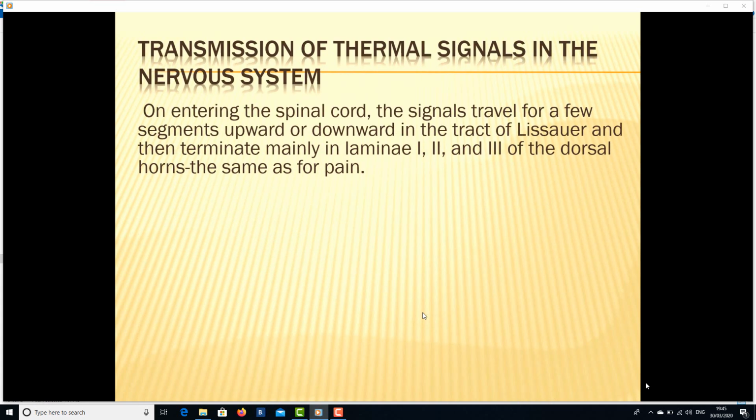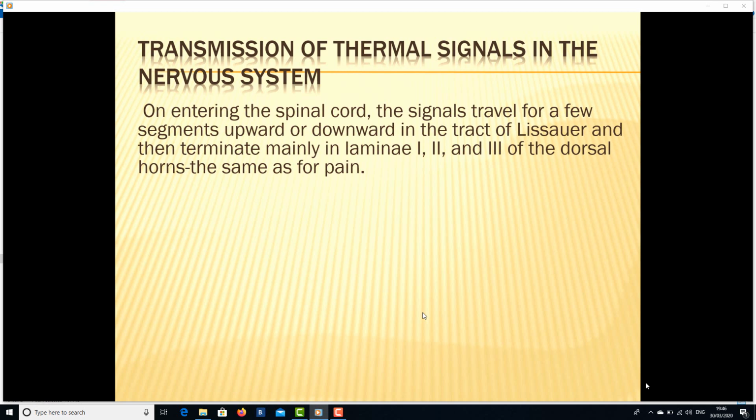Now, how are thermal signals transmitted in the nervous system? We all know that there is a three order neuron system. So the first order for all the sensations, over here the same rule applies, is over there in the spinal cord. Then we have the second order neuron for pain and temperature and simple touch. The second order neuron arises over there in the spinal cord, and they actually decussate, or you can say that they cross over to the opposite side at the spinal level.